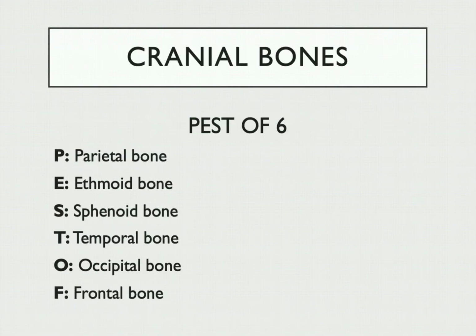So our skull has 6 cranial bones that form the cranial vault. We don't want to confuse them with the facial bones, so we can remember them with the phrase "PEST of 6." Each letter stands for a cranial bone, and the number 6 reminds us that there are 6 of them. P stands for parietal bone, E for ethmoid bone, S for sphenoid bone, T for temporal bone, O for occipital bone, and F for frontal bone.